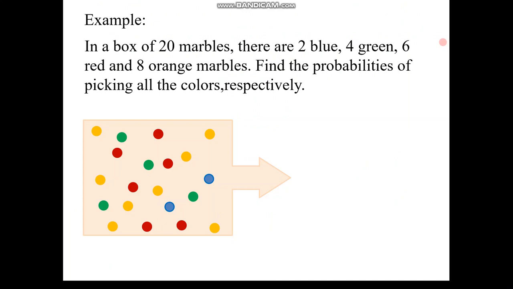In a box of 20 marbles, there are 2 blue, 4 green, 6 red, and 8 orange marbles. Find the probabilities of picking all the colors respectively. So this time I am giving you 1 minute to solve it, and then we will solve this together. Please note in your notebooks the question and your solution. See you in a minute.